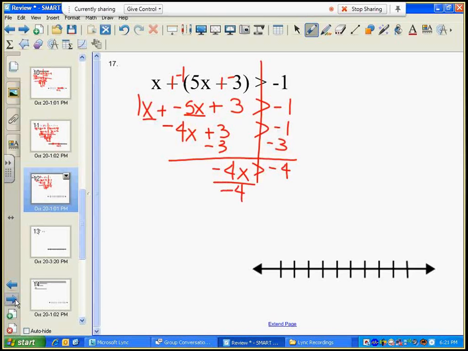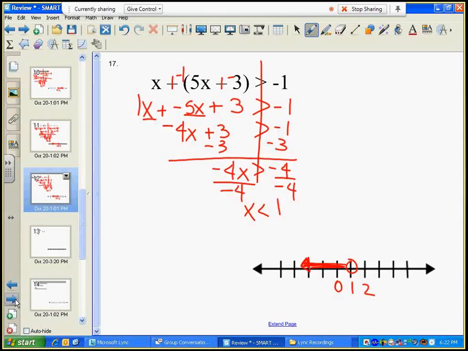Oh my gosh, I'm getting excited. I'm dividing by a negative! So what do I do? I'm going to flip the inequality. x is less than 1. I'm done. So I'll do 0, 1, 2, less than 1. A lot of these, don't I? All of these are on the small side of 1.